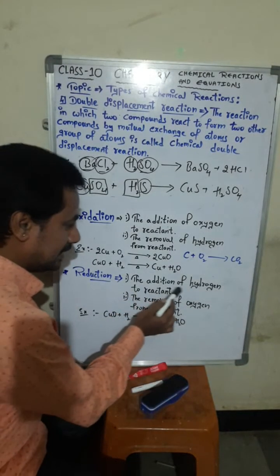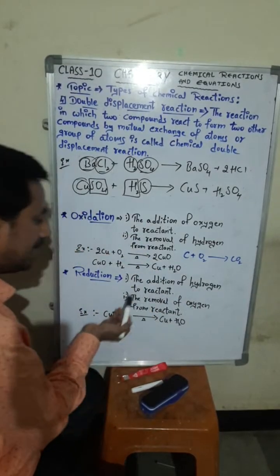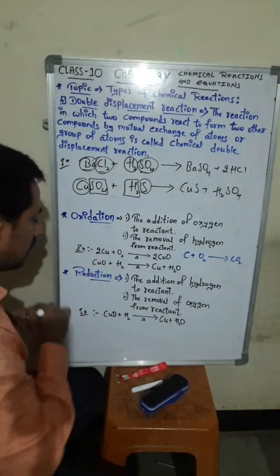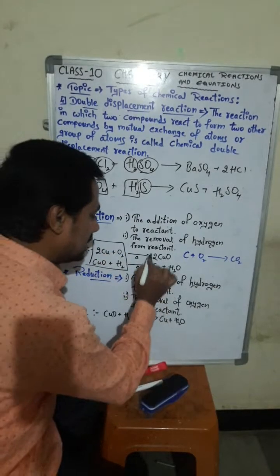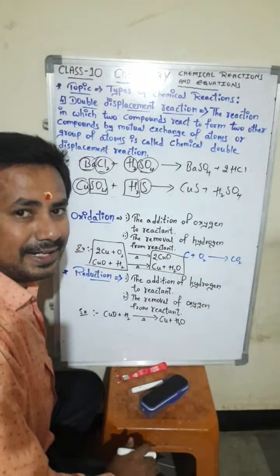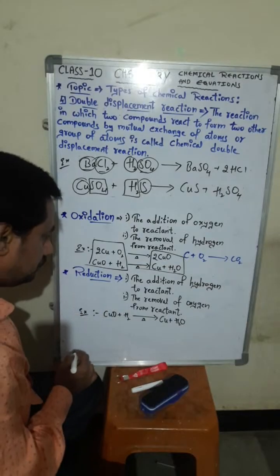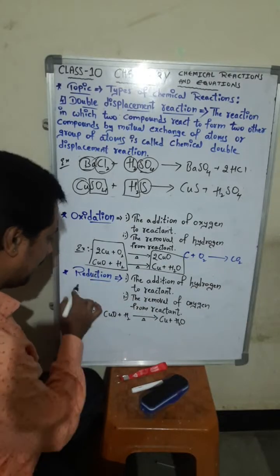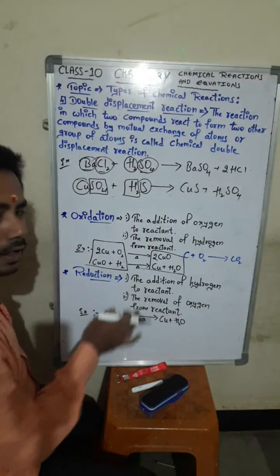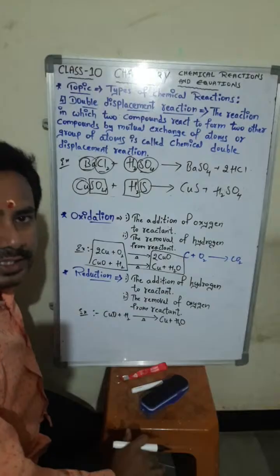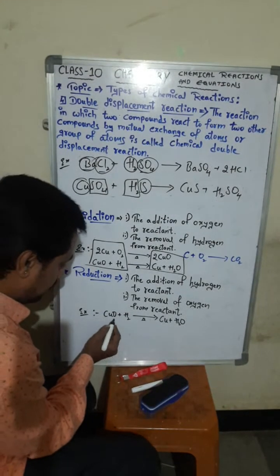Reduction means what? The addition of hydrogen, it is the reverse. The addition of hydrogen to the reactant. Reactant means what? Already I have told you. This part is called the reactant side and this part is called the product side. Clear? So addition of hydrogen to the reactant is called reduction, and removal of oxygen from the reactant. So both are the reverse of oxidation. Okay? So let's see one example.